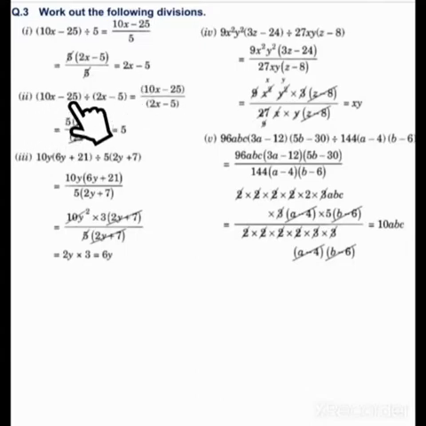Second one, 10x minus 25 divided by 2x minus 5. Now students, see here, in numerator there are 2 terms, it means polynomial, and in denominator there are again 2 terms, it means polynomial. Now in numerator 10x minus 25, here 10 and 25 both come in the table of 5. So 5 2s are 10 and 5 5s are 25. So we have to take 5 common, 2x minus 5, and in denominator 2x minus 5. So 2x minus 5, 2x minus 5, directly cut it. Answer is 5. Same as third one, you have to take common and cut it. Your answer came. Same as fourth one and fifth one.